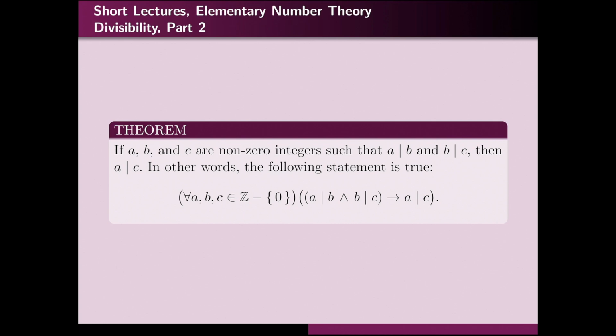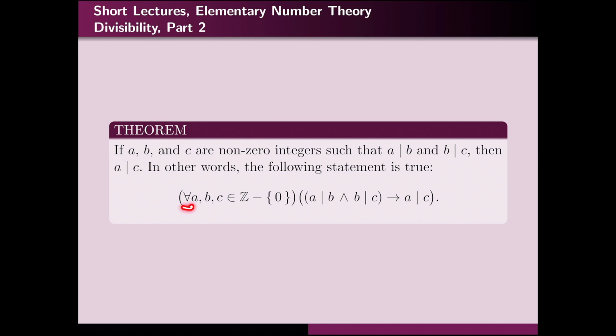Okay, I will continue our discussion from last time by introducing some new theorems, which are very simple, but they are very handy in what is coming in the future. The first theorem is this. If a, b, and c are non-zero integers such that a divides b and b divides c, then a divides c. In other words, the following statement is true.